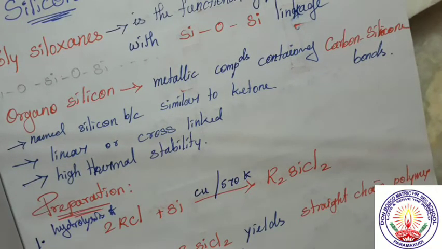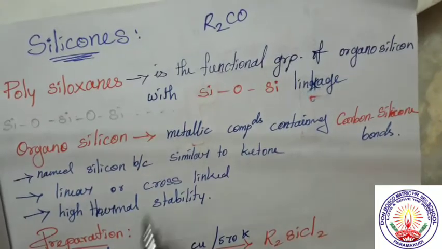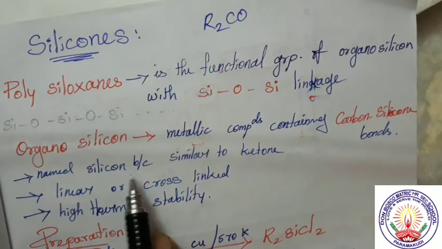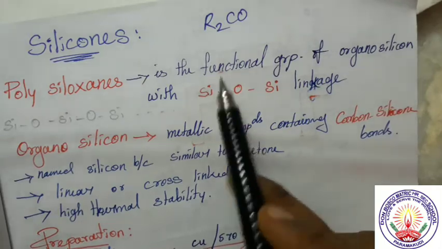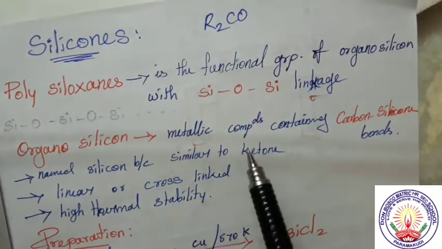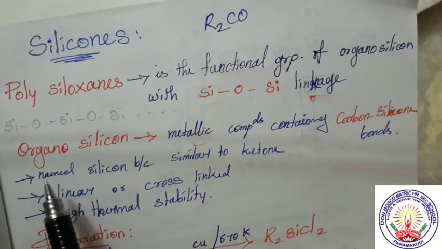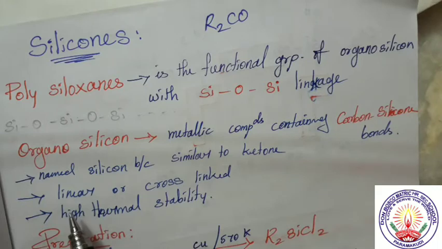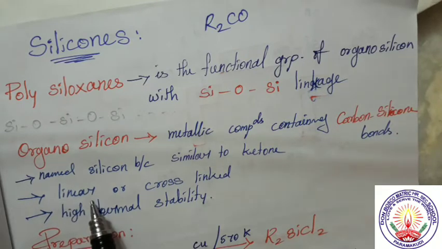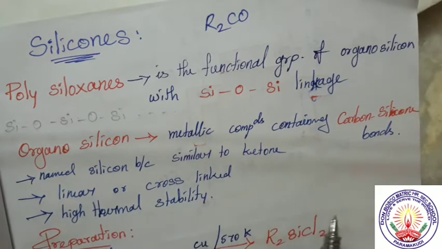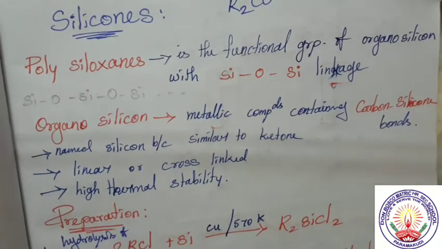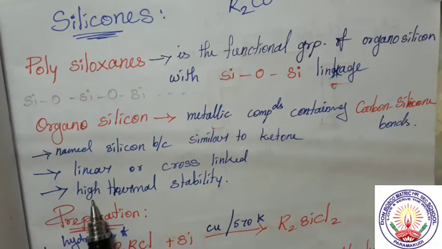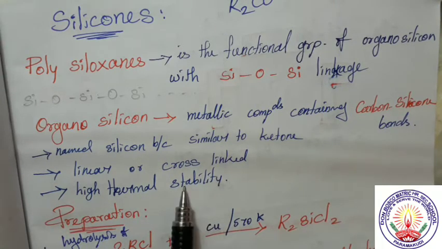This is named silicone because it is similar to ketone, R2CO. Since it is similar to ketone, it is named silicone. Next, the silicone can be linear or cross-linked. And these silicones have high thermal stability. This can withstand any heat.